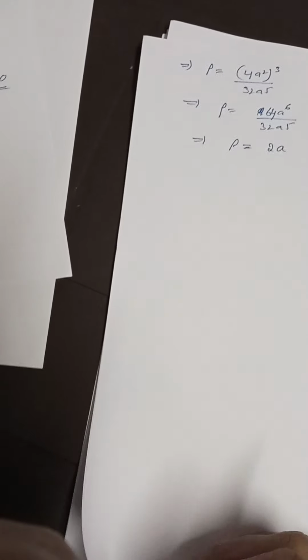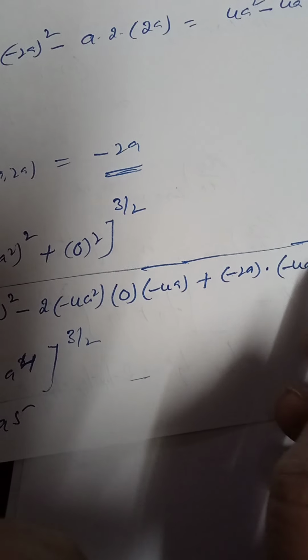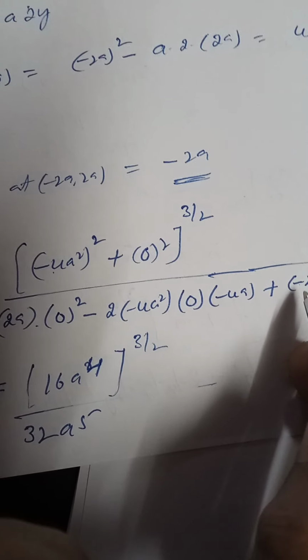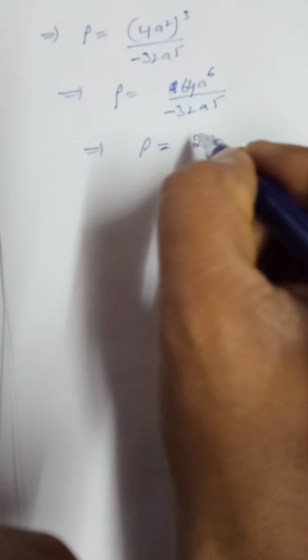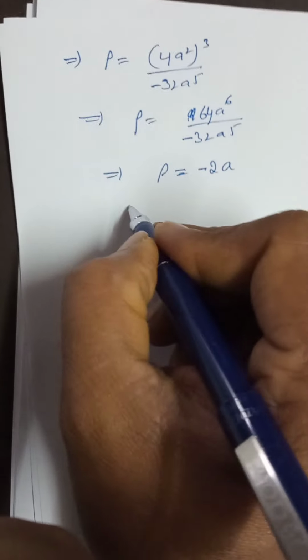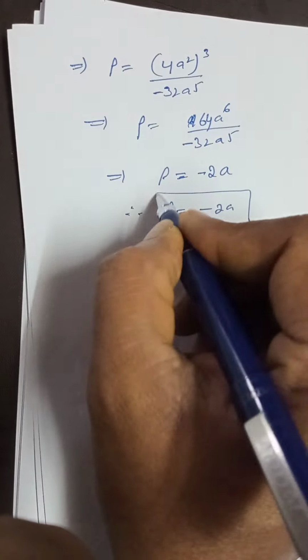What is this? There is a minus sign, it will be there, no? Right. See here, minus 4a whole square means minus minus becomes plus. Here it is 1 minus. Therefore here you will get minus 32a power 5. This is minus 32a power 5, minus 2a. Therefore rho is equal to minus 2a.